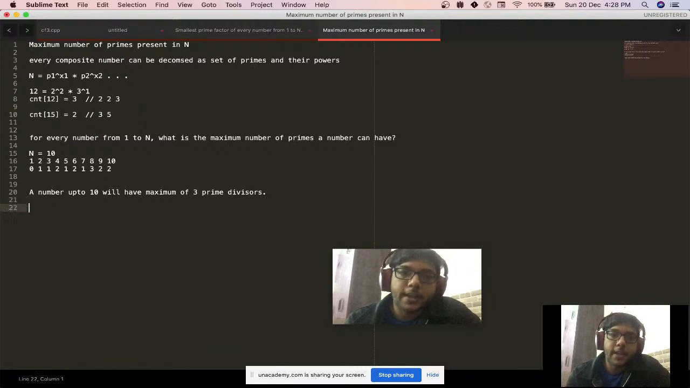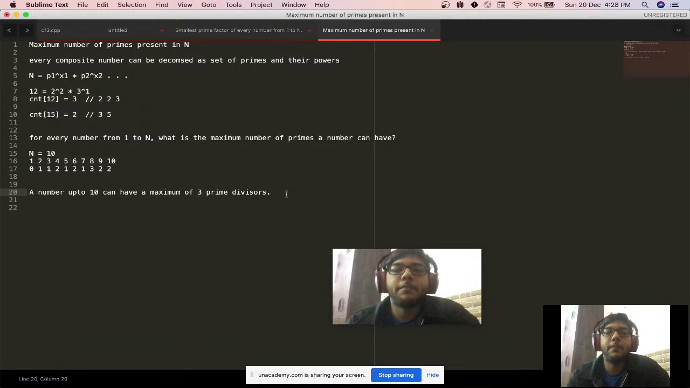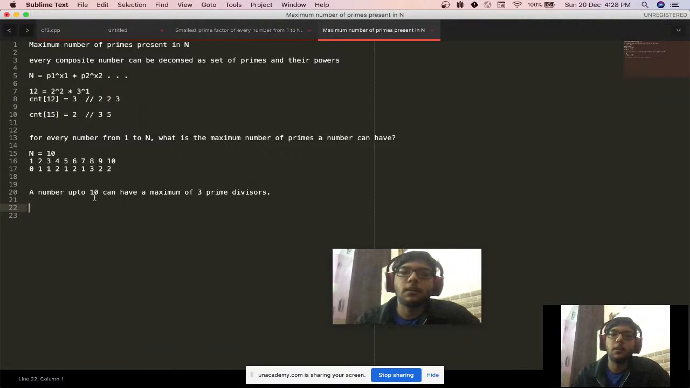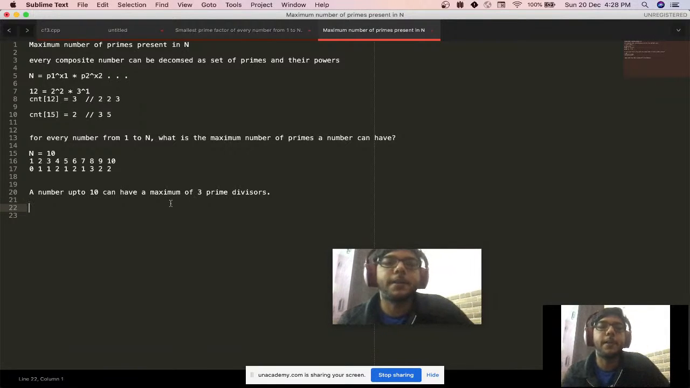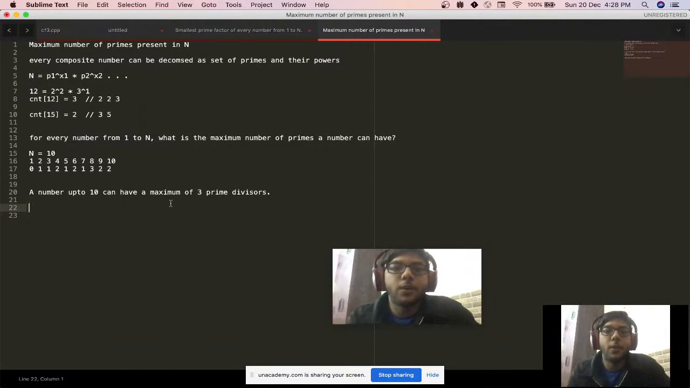Okay, so for n equal to 10, it was small, I simply did it manually, and I got to say that a number up to 10 can have a maximum of 3 prime divisors. As the numbers become bigger and bigger, the number of prime divisors also becomes bigger. So what I'm trying to do is find the bound, and the bound finding is pretty simple.